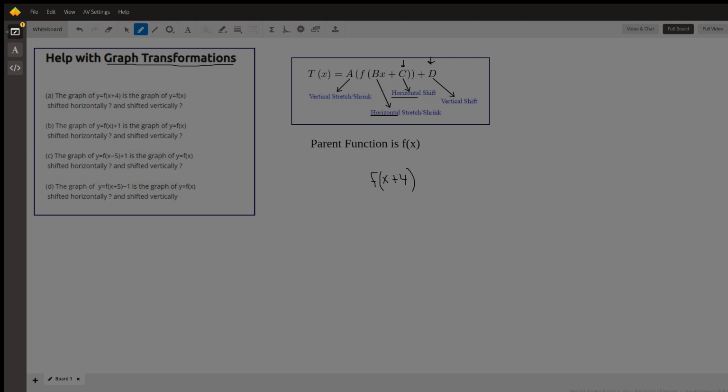And this is the original point on the parent function, 4 comma 16, because 4 squared is 16. And look what happens to the x value for the transformed function. It's, in this case, 5 less than 4. In your problem, C was 4, so it would be 4 less.